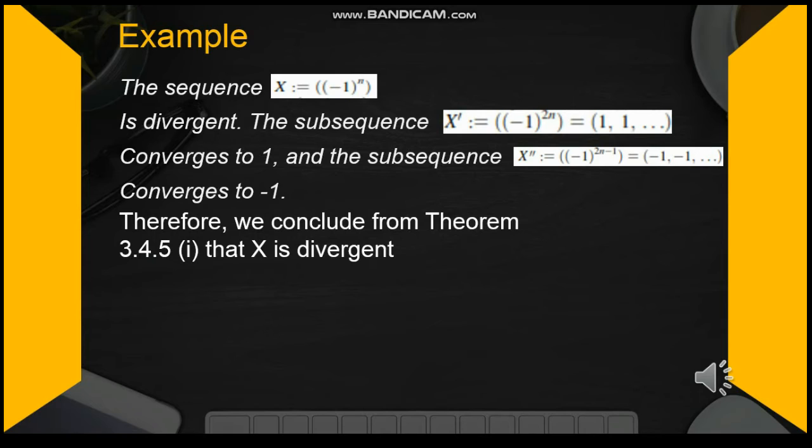Therefore, based on Theorem 3.4.5 part (i), if the limits of two convergent subsequences X' and X'' are not equal, then X is divergent. We know in this case the limit of subsequence X' and the limit of subsequence X'' are not equal. That is, 1 is clearly not equal to -1. So we can conclude that X is divergent.